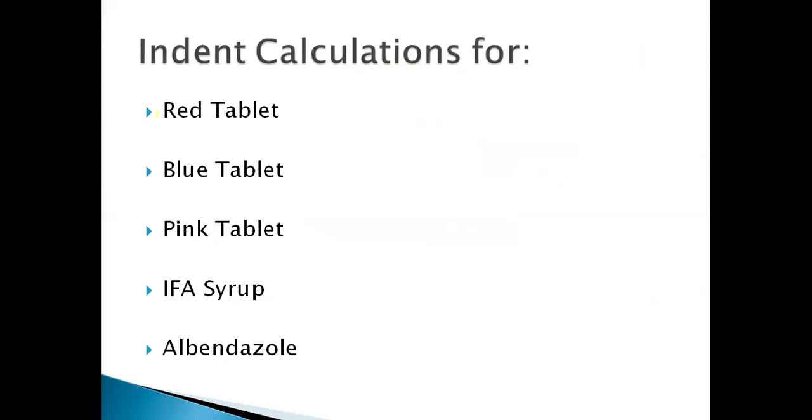Now, similarly, there have to be indent calculation for red tablet. Reminder, red tablet for pregnant and lactating females. For blue tablet, that is tablets which are there for adolescent boys and girls. For pink tablet, that is iron and folic acid prophylaxis for 5 to 9-year-old children. And also indent calculation has to be there for IFA syrup, which is for 6 months to 6 years of age group. And not to forget, there will have to be indent calculation for albendazole also, because deworming is also one of the key strategy of our Anemia Mukt Bharat.